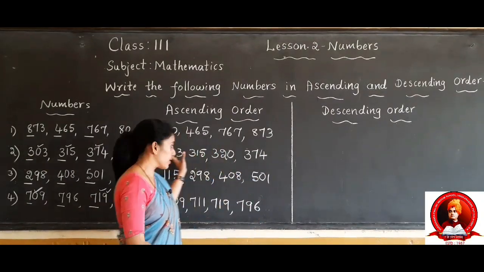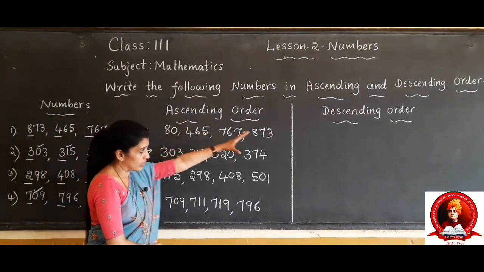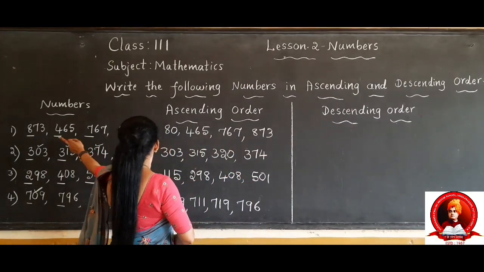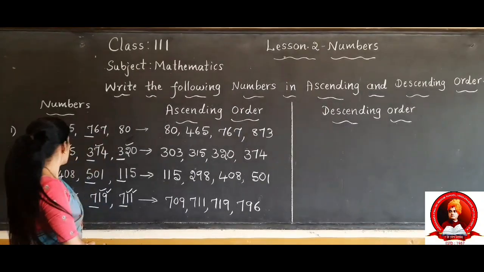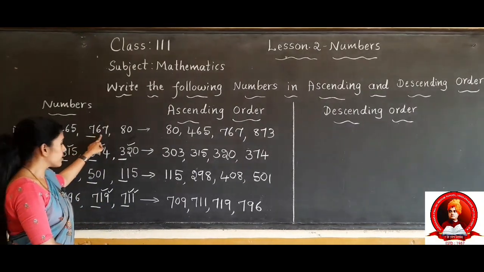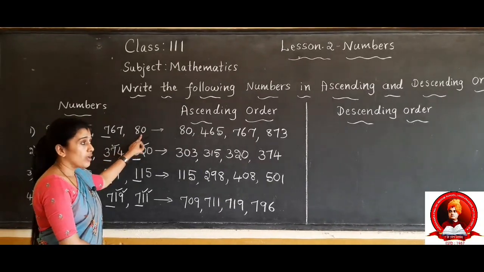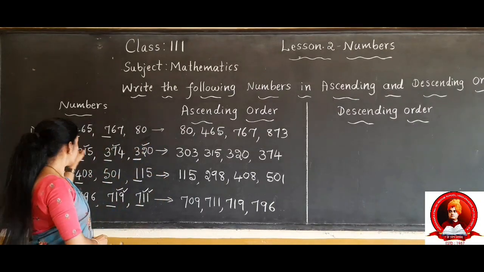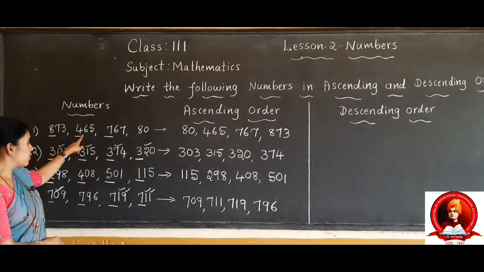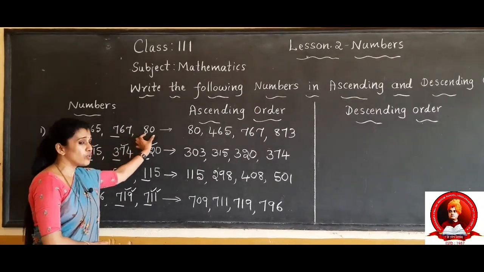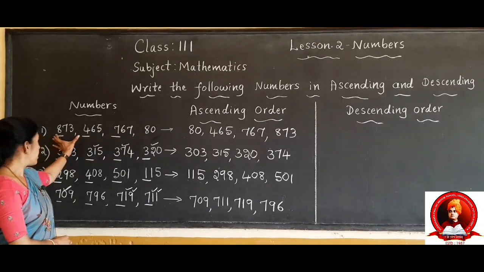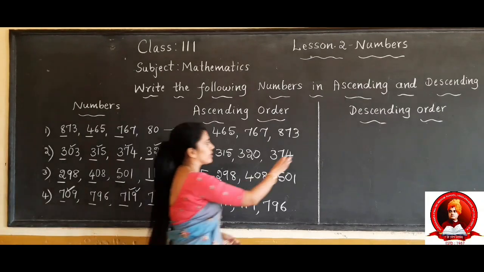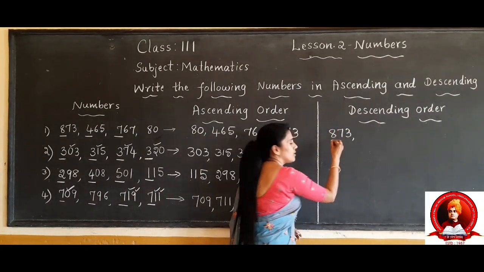The same numbers whatever are written here, I will take as an example for the descending order. Okay children. Now, check here: 873, 465, 767, 80. While writing descending order, from the greatest to the smallest we have to come. So, which is the greatest number here? See, in hundreds place 8, 4, 7, 8. But here only 2 digits, it's the smallest, don't consider. So, among 8, 4, 7, 8 is the greatest. So, we have to take 873 first. 873 is the greatest number.